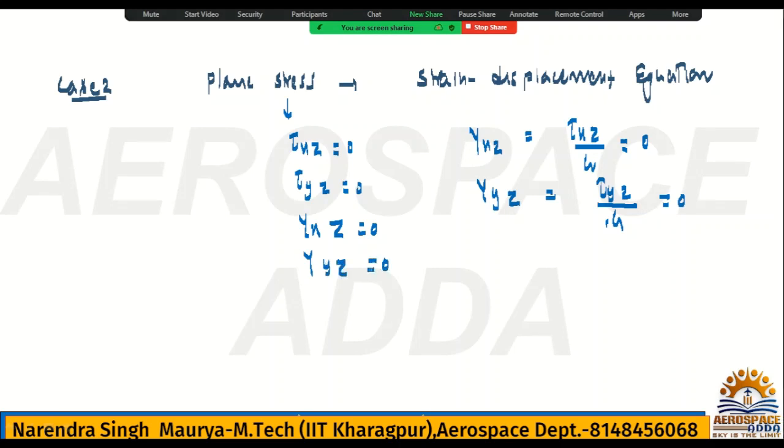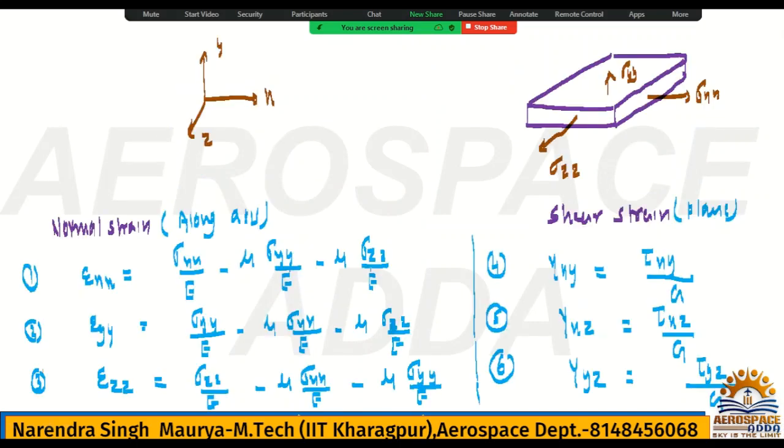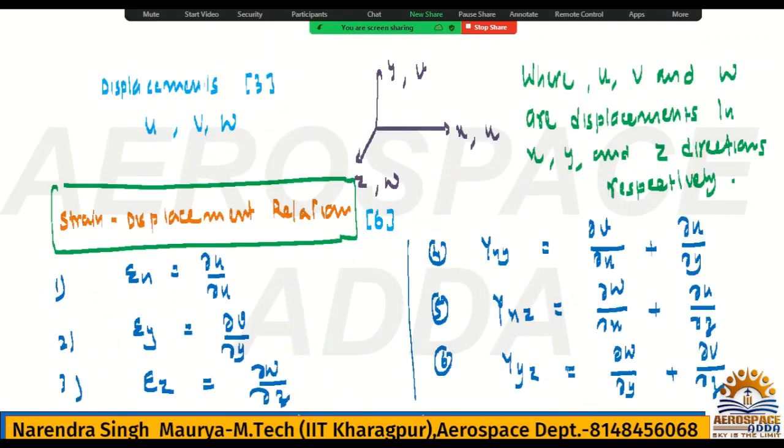Now check the strain displacement relation. Gamma xz and gamma yz are 0. So how many strain displacement relations do we have? 1, 2, 3 and 4. So 4 strain displacement relations we will have. Okay, that was the number we were finding. And in fact, we'll find whether epsilon z will be 0 or not.